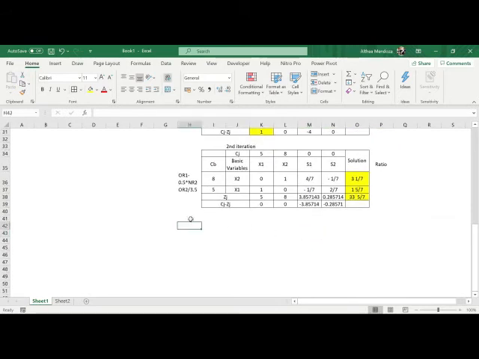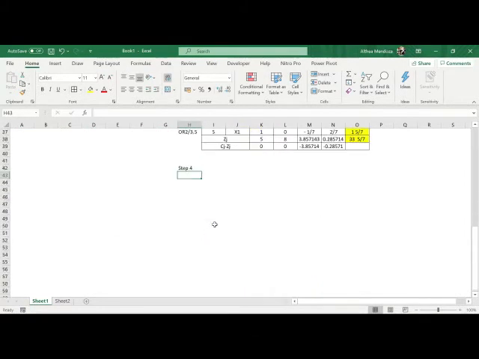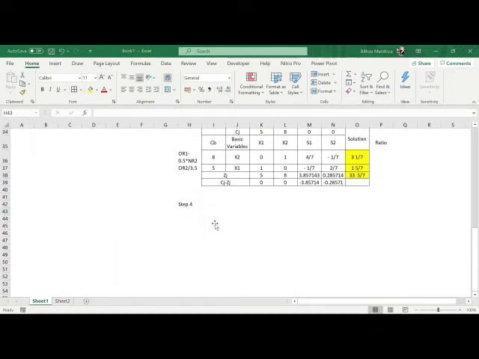Okay, so step 4. Let's read step 4. Step 4 says, examine the constraints corresponding to the current optimal solution for each basic variable with non-integer solution in the current optimal table. Find the fractional part and the integer part. So it says we should separate the fraction from the integer.